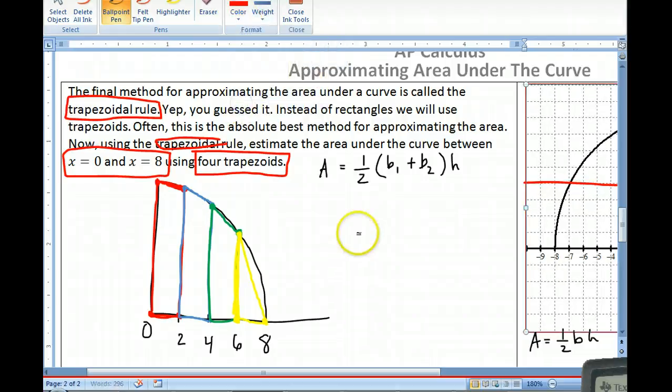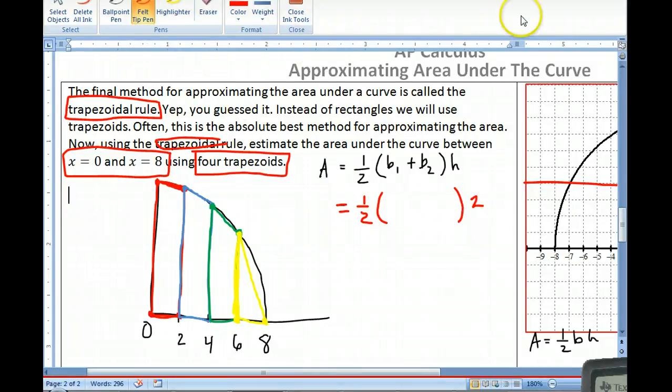So what will the area be for this trapezoid, the red one? This is a tricky part. I know I have to have the half. What is the height? No, the height is 2. Turn your head. The trapezoid is not standing up. The trapezoid is on its side.